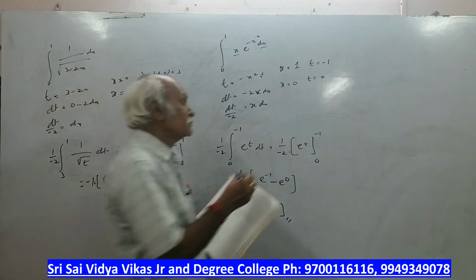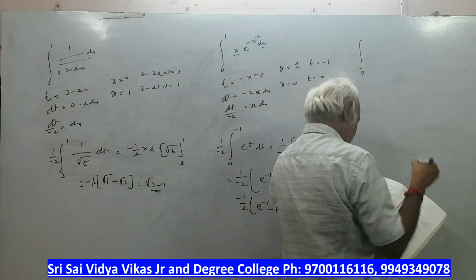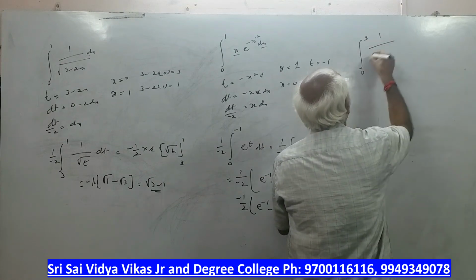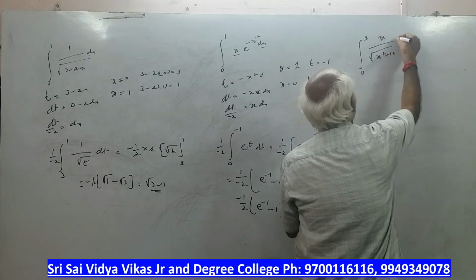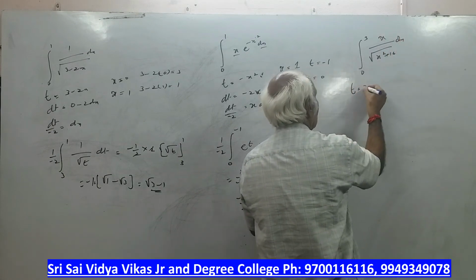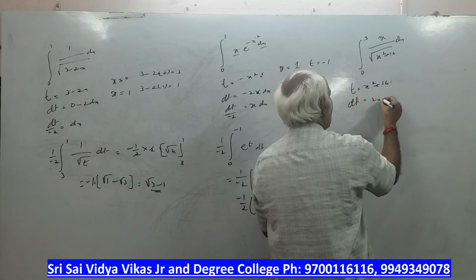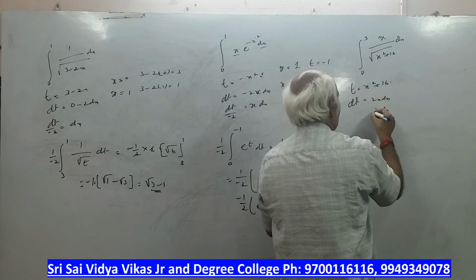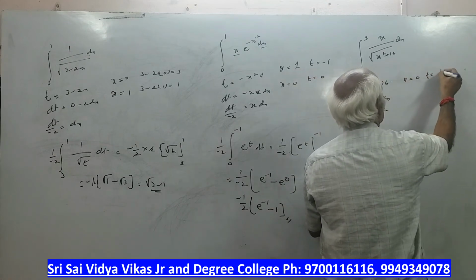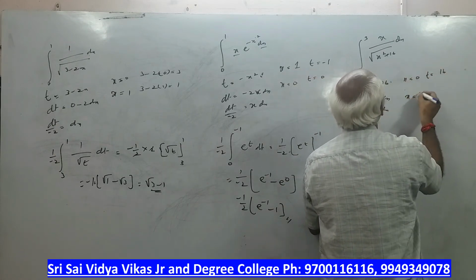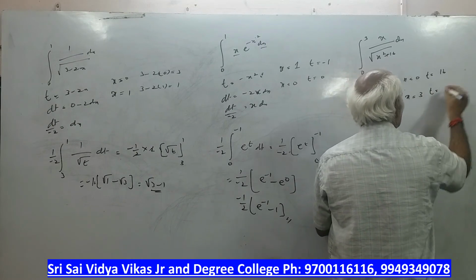Okay, one more problem. 0 to 3, 1 by root of x square plus 6x plus 16 into x plus 3 dx. Again, t is equal to x square plus 6x plus 16, dt is equal to 2x plus 6 dx, x plus 3 dx is equal to dt by 2. Now x is equal to 0, t is equal to 16. X is equal to 3, t is equal to 9 plus 16, 25. I am writing directly now.